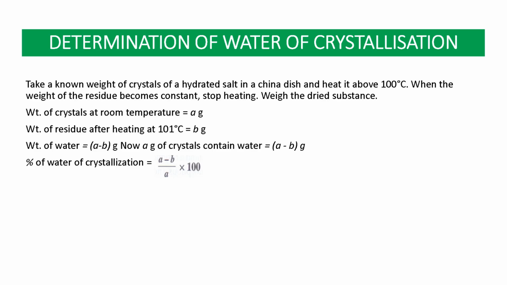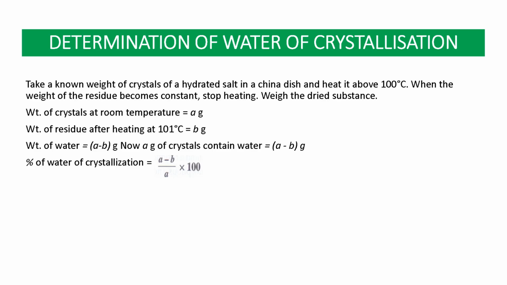So how can we determine the water of crystallization? We take the weight of crystal of a hydrated salt in a china dish and heat it above 100 degrees centigrade. When the weight of the residue becomes constant, we stop heating and weigh the dried substance. So the substance will be dry and the water of crystallization is removed. So we can determine the water of crystallization.